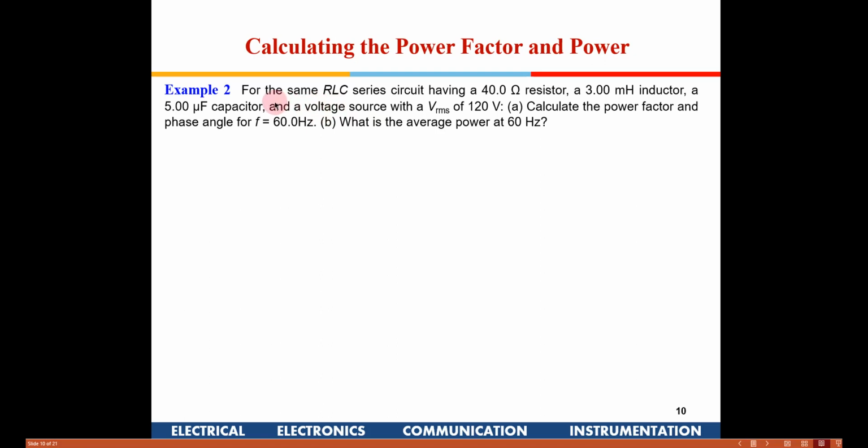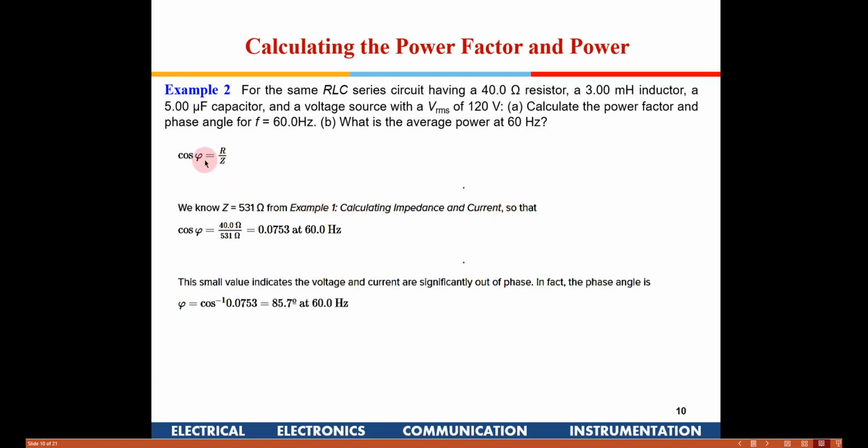So this is another problem which we'll take on. It says for the same RLC circuit as in the previous problem, having a 40 ohm resistor, 3 millihenry inductor and 5 microfarad capacitor, and the voltage is the same. It's the same problem. Now it says calculate the power factor and phase angle for 60 hertz, and what is the average power at 60 hertz?